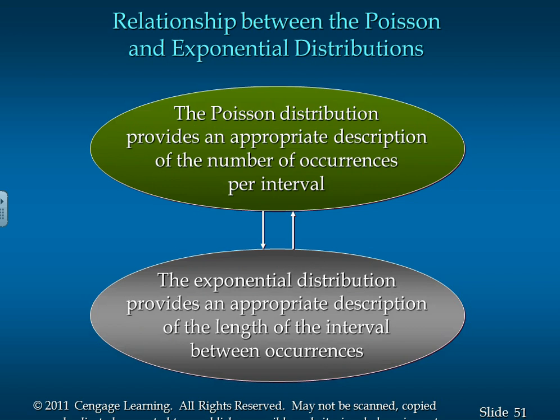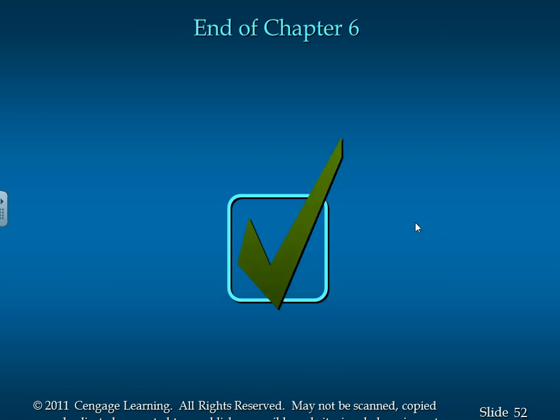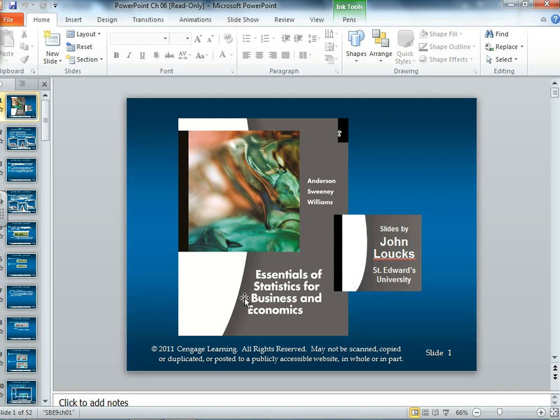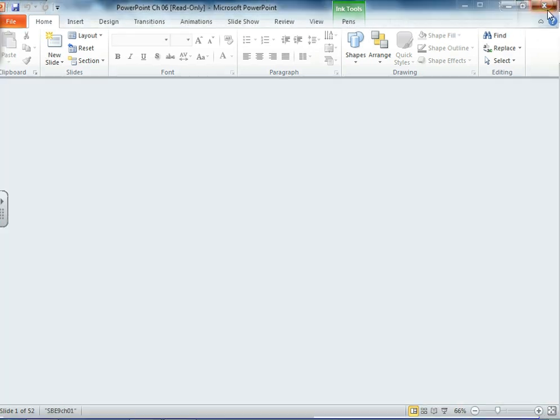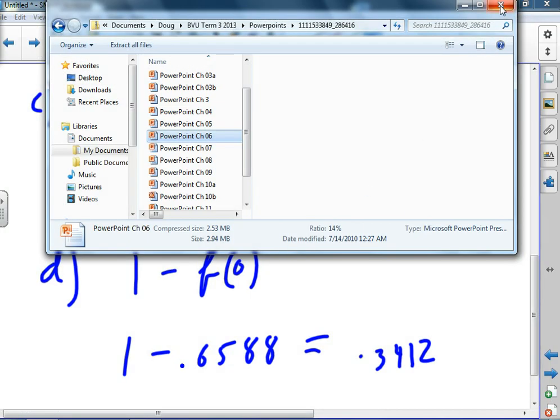The Poisson distribution provides an approximate distribution of the number of occurrences per interval. The exponential distribution provides an approximate distribution of the length of the interval between occurrences. All right, whatever. End of chapter 6. Excellent. Now it's time to work some problems.